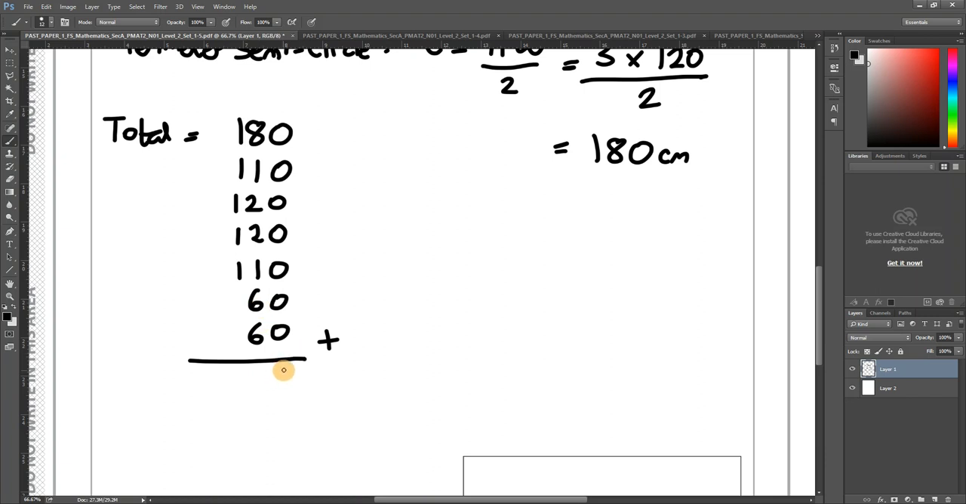So obviously that's zero. 8 add 1 is 9, plus 2 is 11, plus another 2 is 13, 14, 20, 26. So I'll put a 6 down, carry the 2. 2 plus 1 is 3, 4, 5, 6, 7. Oh right, so it should be 760 centimeters for his estimate.